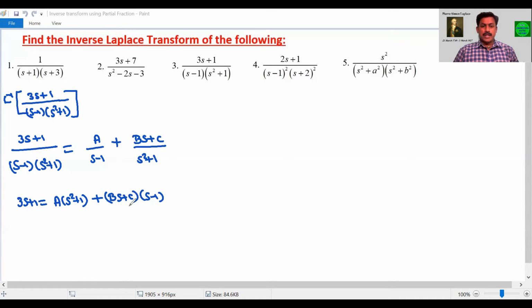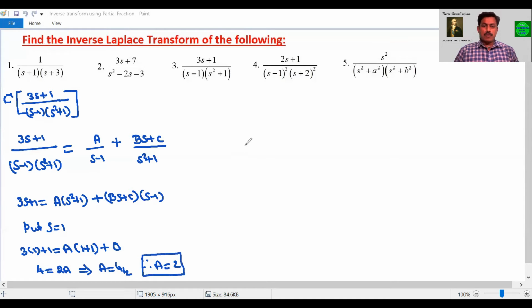We can make the second term 0 by substituting s equal to 1. Therefore, put s equal to 1 in this. You get 3 into 1 plus 1 equal to A into (1 square is 1, plus 1), and 0 into anything is 0 there. We'll get 3 plus 1 is 4. Here 1 plus 1 is 2, 2A, which implies A equal to 4 by 2. Therefore, A equal to 2.